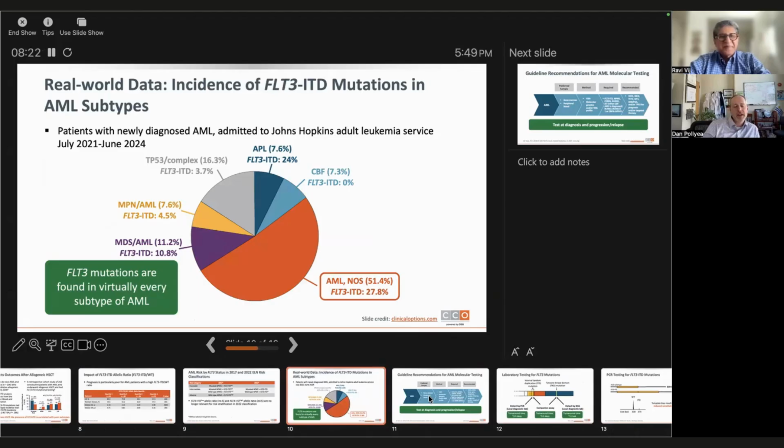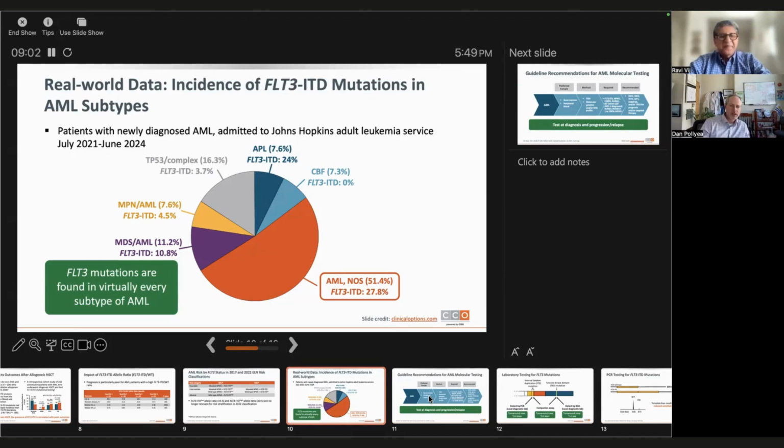Yeah, so I think AML that has some favorable risk factors, like a core binding factor AML, it's pretty unusual to have FLT3 mutations. In those rare occurrences that they happen, we tend to allow the more favorable risk features to be predominant and hope for the best there. APL is one that quite commonly acquires a FLT3, but doesn't have any bad prognostic significance really once you effectively treat it with an APL-based regimen.